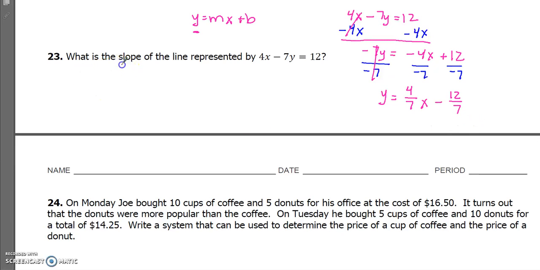So remember, the slope is my m. The m is the coefficient in front of my x. So on this one, this is going to be my slope right here. So we can say the slope is 4 over 7.